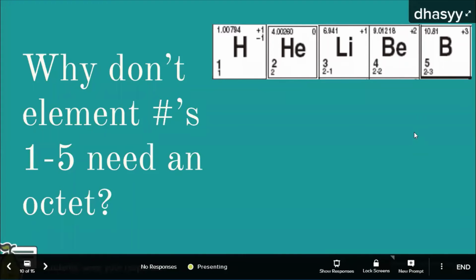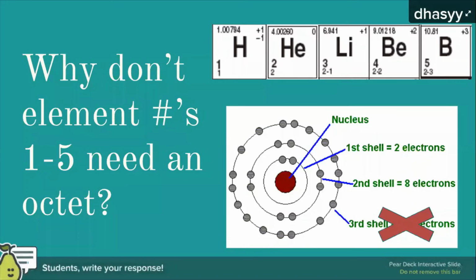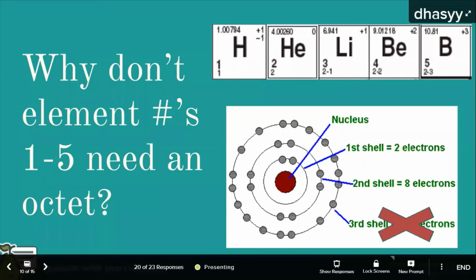So when we look at elements with atomic numbers 1 through 5, right? Couple things. If we look at their charges, remember, because we talked about this before, we can see if they gain or lose electrons, and we can also see their electron configurations. So my question to you is, why don't they need or want an octet if you think about what we've been talking about? So you have a hint here on the screen, which is what I was trying to show you guys a little bit earlier.